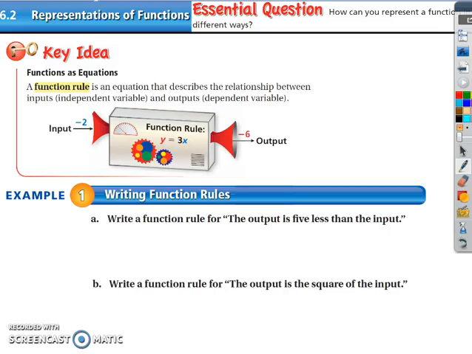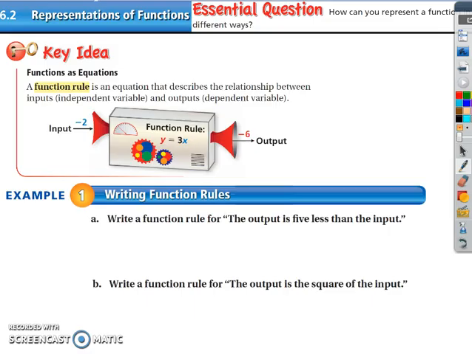A function rule is an equation that describes the relationship between inputs and the outputs, or for our purposes generally, we call the inputs x and the outputs y. So we're describing a relationship between x and y using an equation. Functions you can often think of just as a machine. If you put the same thing into the machine, you should expect the same output every single time. Your machine shouldn't be changing when you put in the same number.